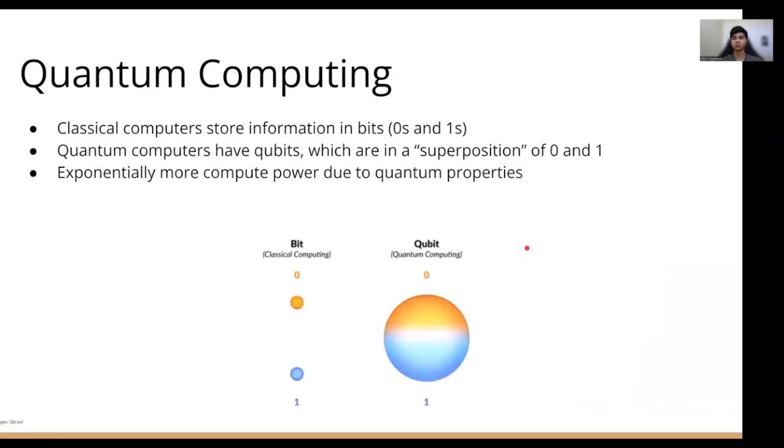So quantum computing is where you take these properties and you apply it to computing, and this is really helpful. So classical computers will store information in bits, which are either zeros and ones, but quantum computers have qubits, which are in a superposition of 0 and 1. So just like how electrons could be in a superposition at many places at once, these qubits can be in a superposition of the state 0 and 1. So like a normal bit is just either 0 or 1, but a qubit is both 0 and 1 at the same time. And this gives quantum computers a lot more power.